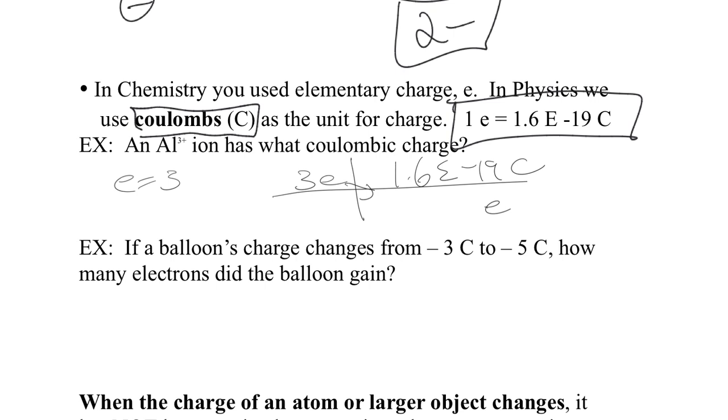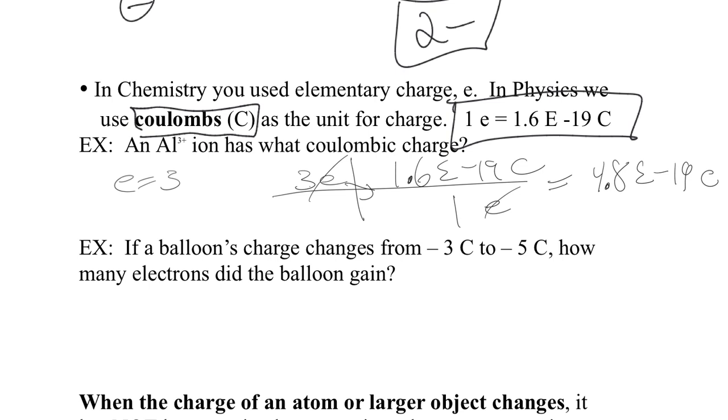Okay, so all I do is multiply the 1.6 e to the negative 19 by 3. So I get 4.8 times 10 to the negative 19 coulombs is what the charge of 1 aluminum 3 plus ion has. Now, if that 3 was negative instead, you just put a negative there, and your answer would be -4.8 times 10 to the negative 19.